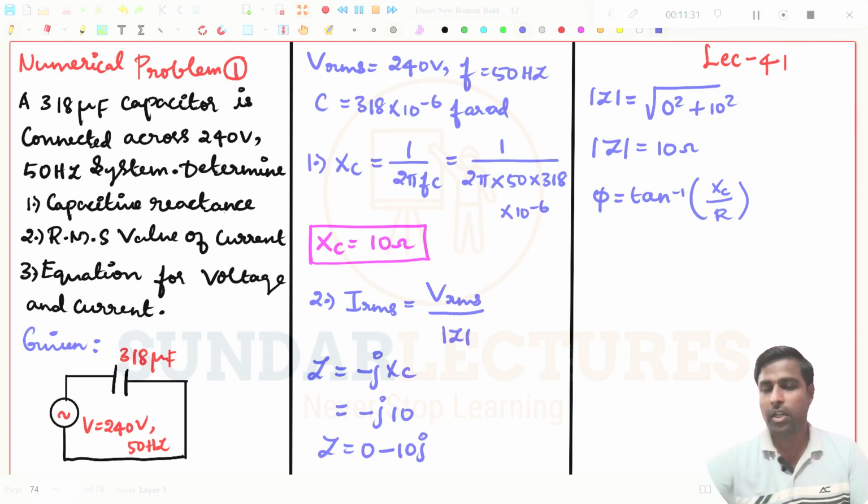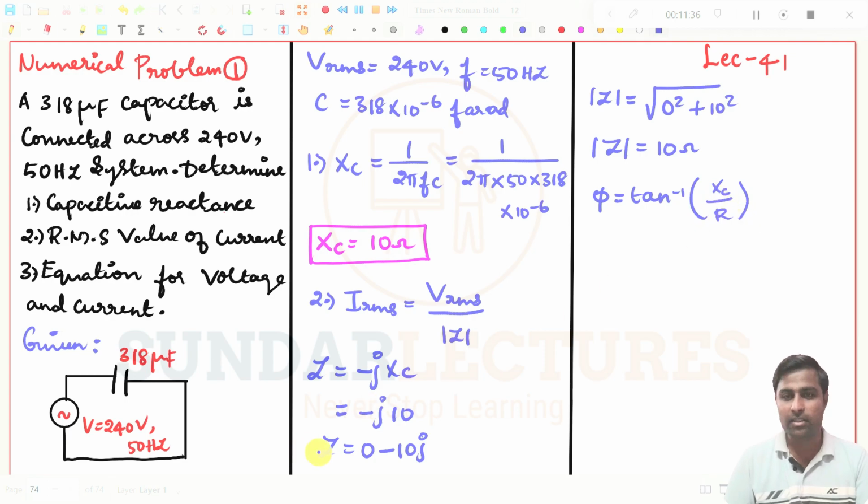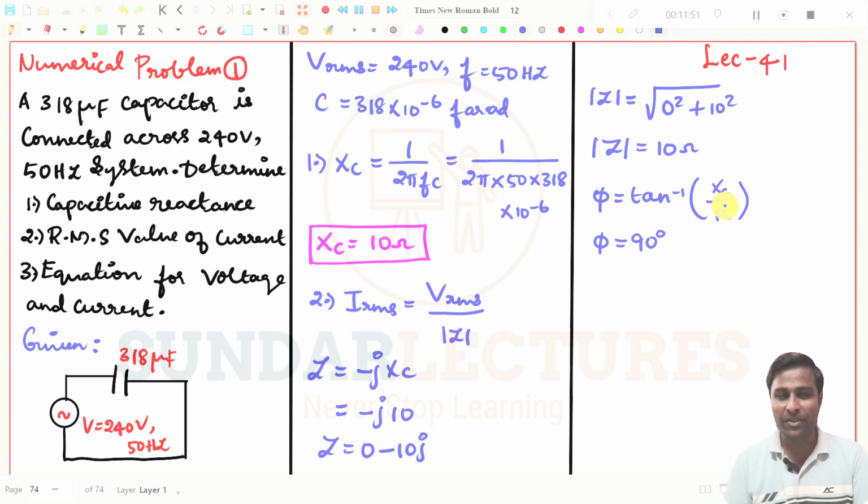So what will you get? You will get infinity, because R is 0 here. If R is 0, then Xc by R becomes infinity. What is tan inverse of infinity? Phi value becomes 90 degrees. So what is the Z value now? Z will be equal to modulus of Z at an angle of phi, so Z is equal to 10 at an angle of 90 degrees.